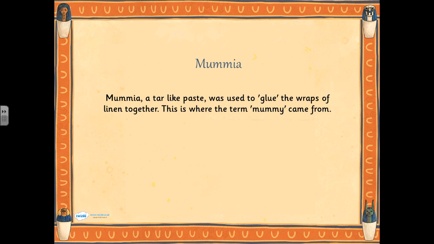The word mummification, the word mummy, actually comes from the ancient Egyptian word mummia, and mummia is like a tar-like paste, it's like a glue that wraps the linen together, and that's where we get that word from.